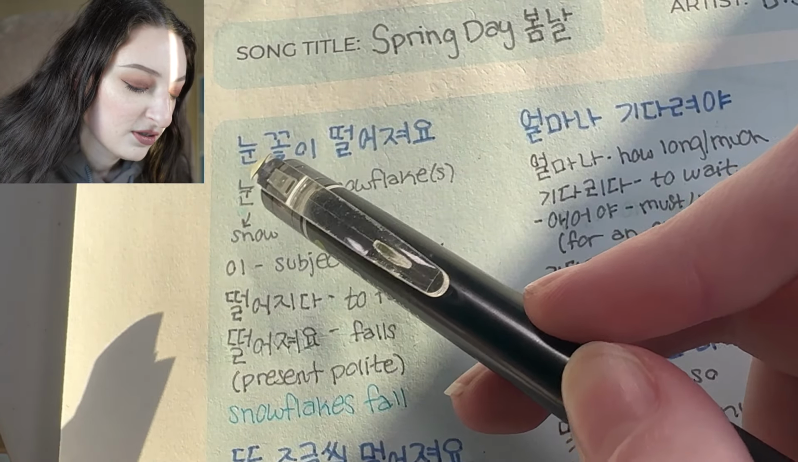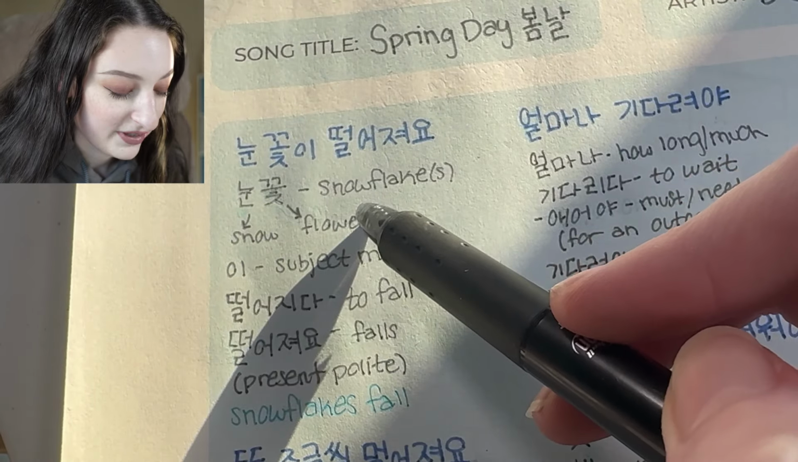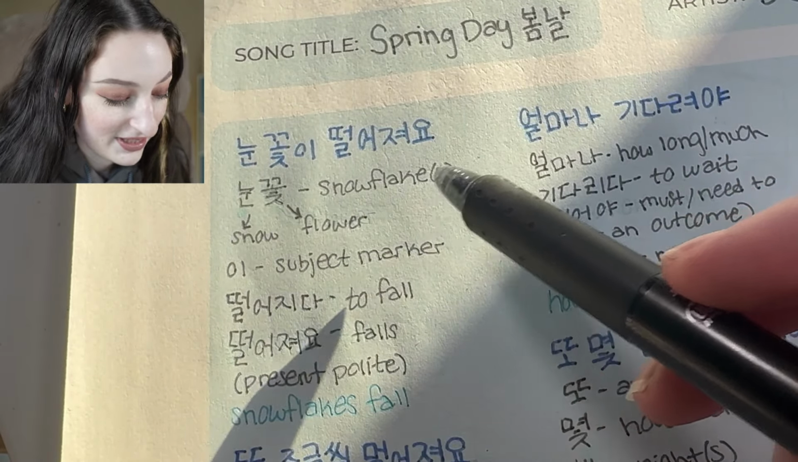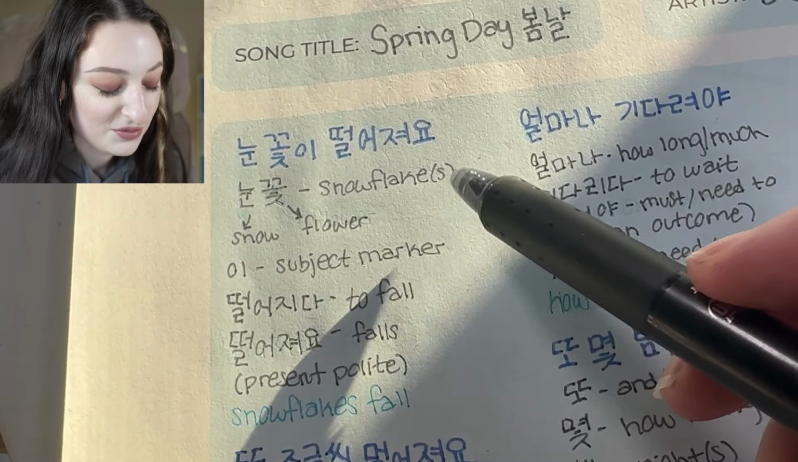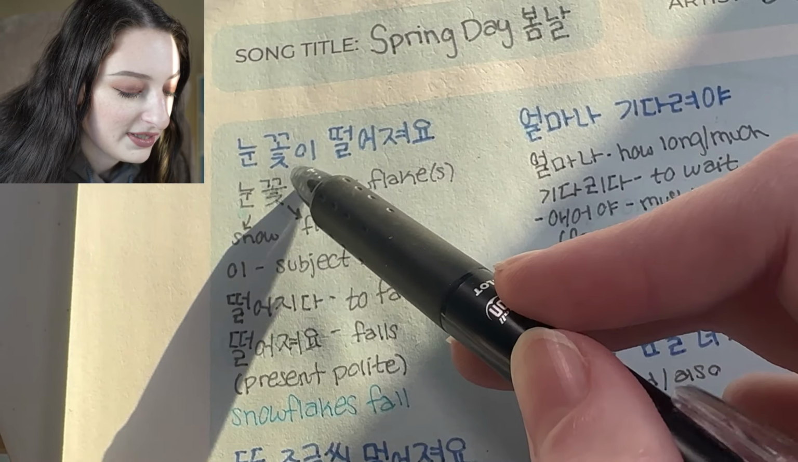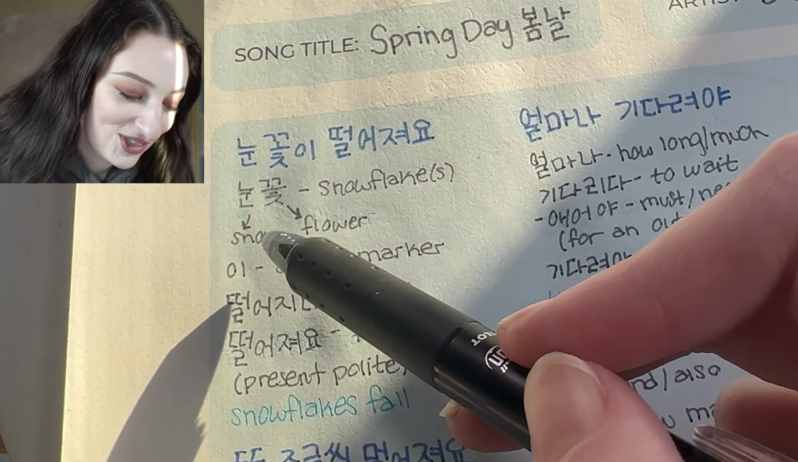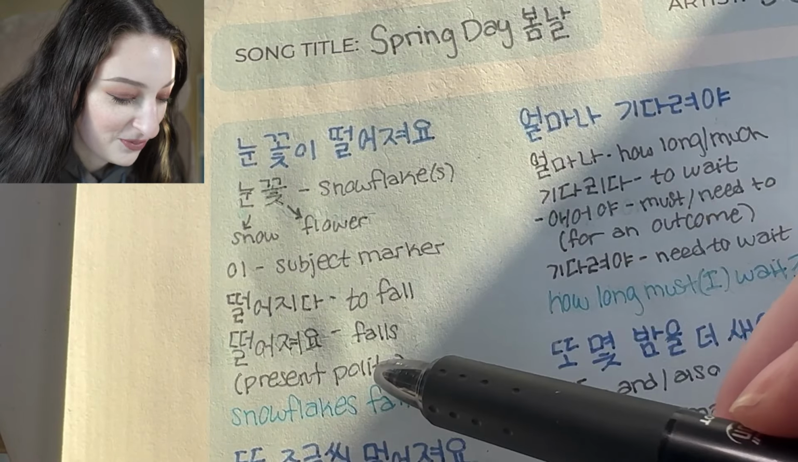First line you'll hear is 눈꽃이 떨어져요. So the word 눈꽃 is snowflake or snowflakes. Korean isn't very particular about plurals a lot of the time, so this word itself is enough to mean snowflakes, plural. So 눈 by itself is snow, and 꽃 by itself is flower. And when you put snow flower together, you can see how that would look like a snowflake, so that's where the word comes from. Kind of cute.